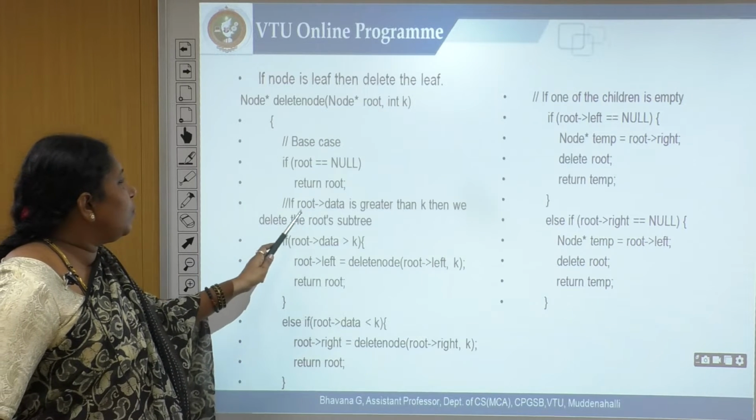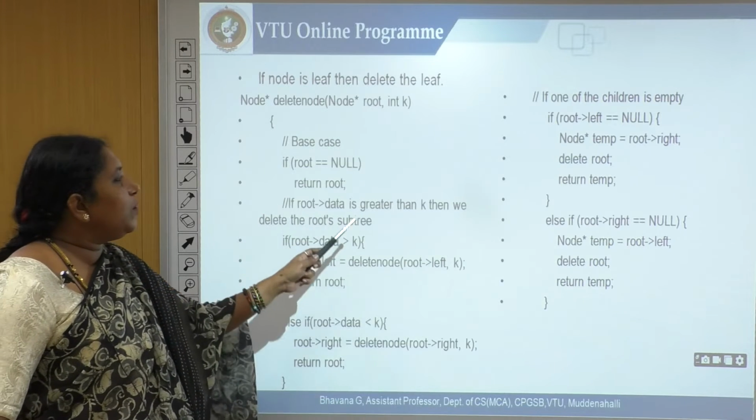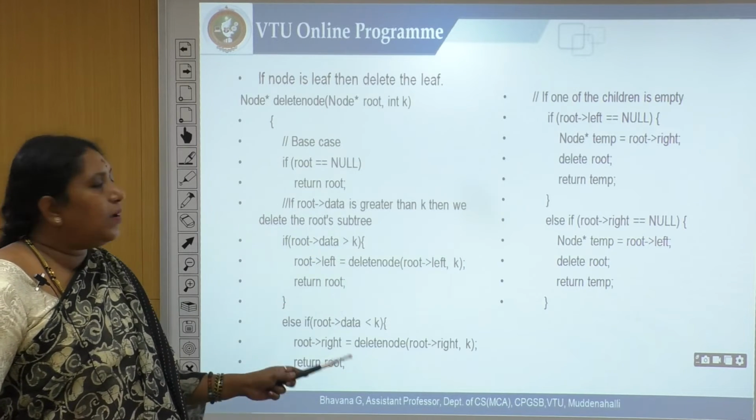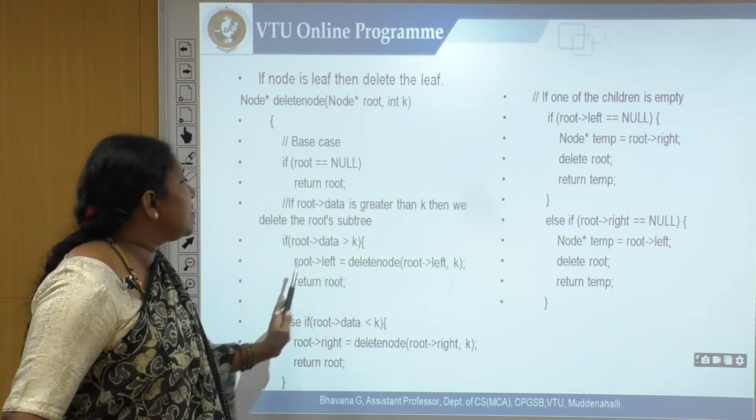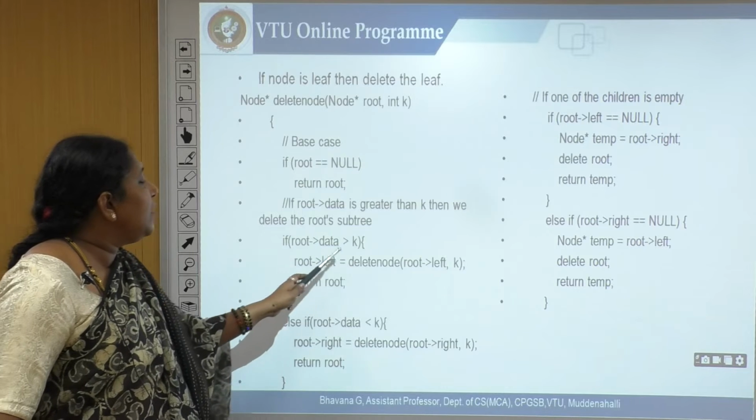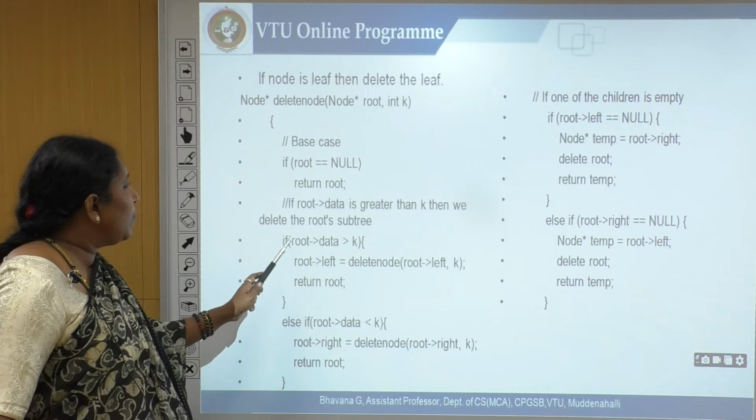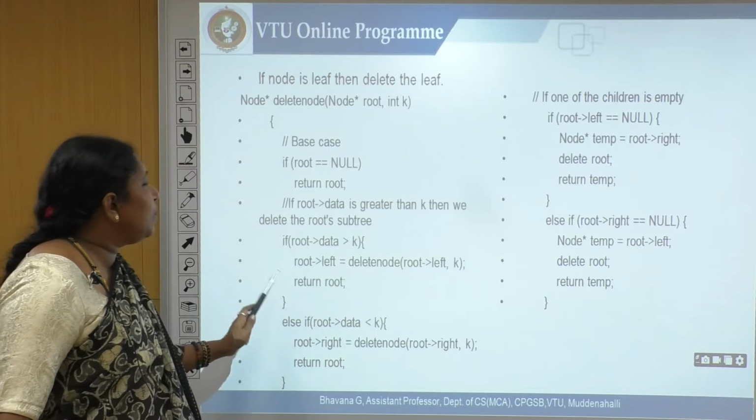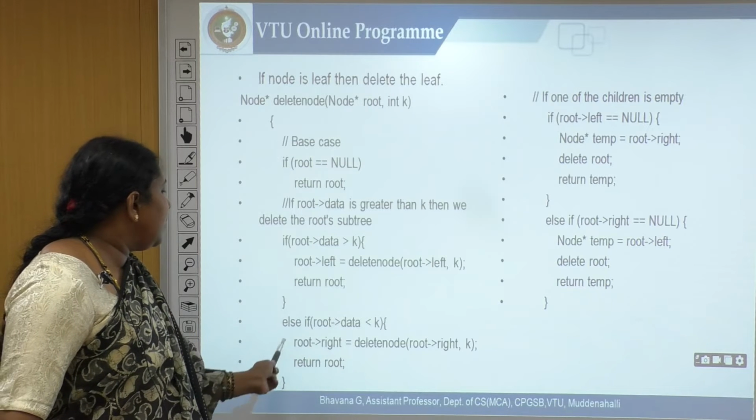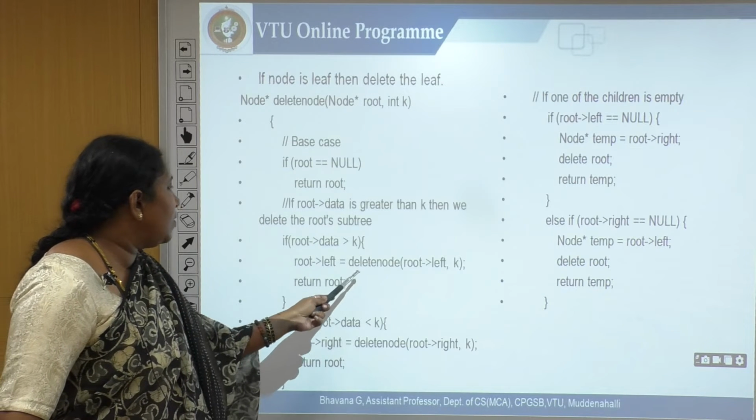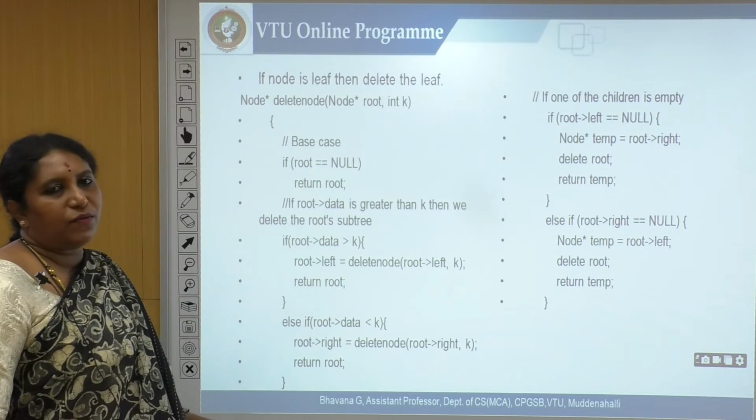Next condition, if root data is greater than key, that is, if the key element you want to delete is smaller than the root, then I am going to delete in the root's left subtree, the nodes towards the left. Else, if this condition is not true, I will go and delete in the right part of the tree.